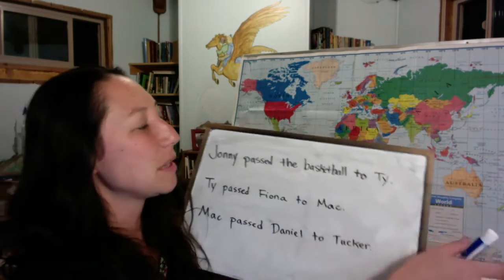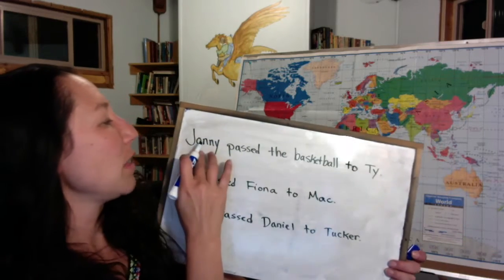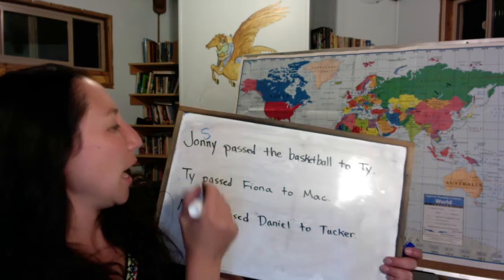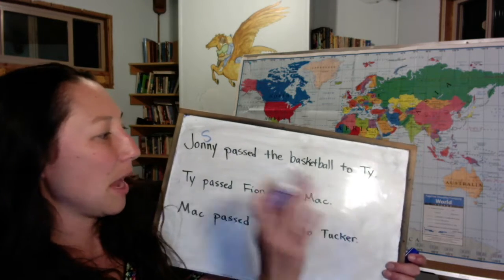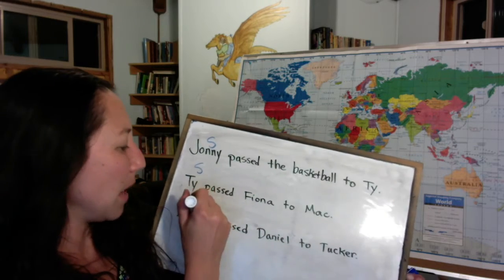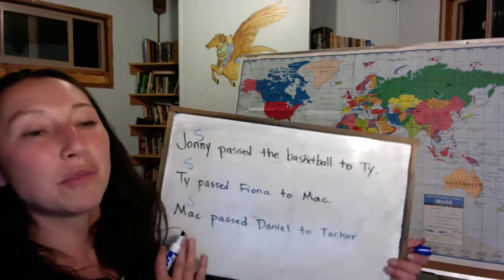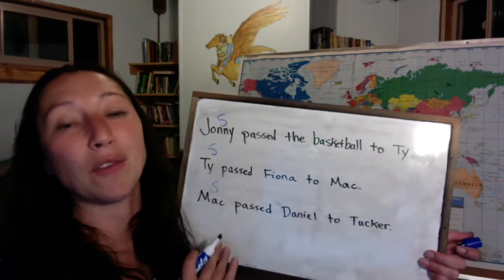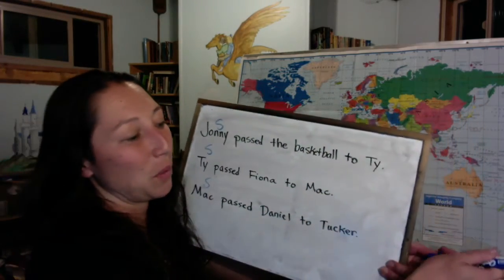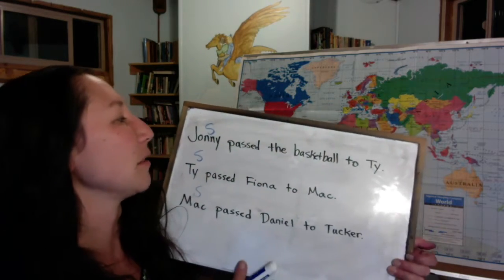It says Johnny passed the basketball to Ty. Now we already know that Johnny is my subject. Ty passed Fiona to Mac. I'll explain that in a second. Ty is my subject. Mac passed Daniel to Tucker. Mac is my subject. So I don't want to worry about my subject right now, even though I can replace these words, and I will in a moment. I want to focus in on some of my other nouns here.